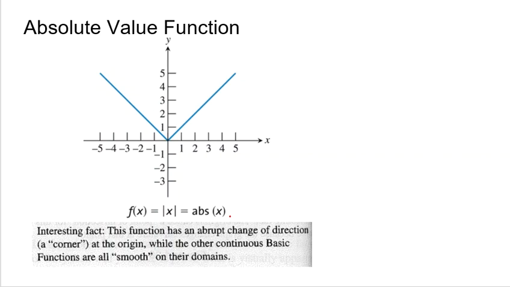The function has an abrupt change of direction, or a corner, at the origin, while all other basic curves are considered smooth, meaning that any turns are smooth curves. So an absolute value function is the only function we're going to ever look at that has that abrupt, sharp change, a sharp corner. So it's kind of a cool function.